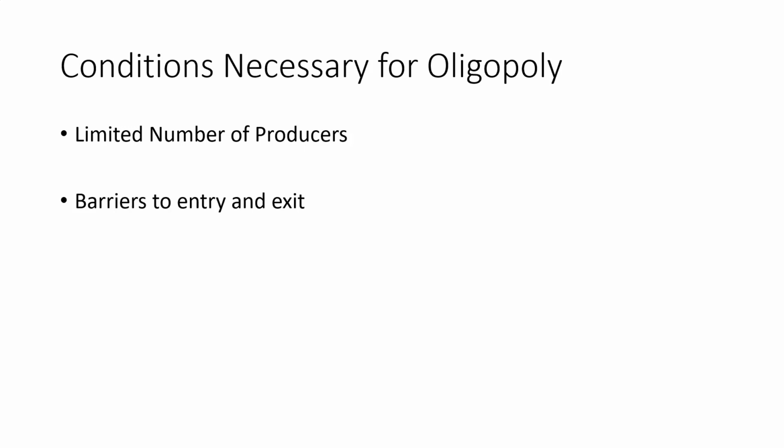The airline industry is a classic example of an oligopoly. The auto industry is an oligopoly. And finally, the last characteristic of oligopoly is that there are barriers to entry and exit. In the case of oligopoly, that barrier tends to be startup costs.